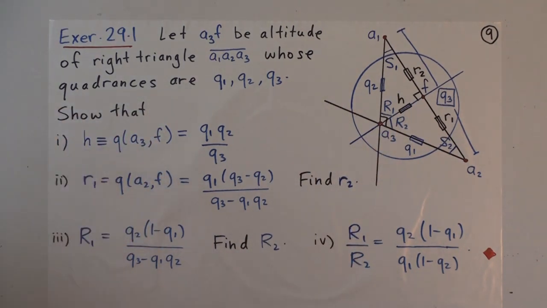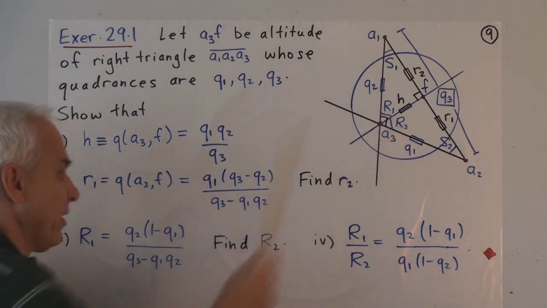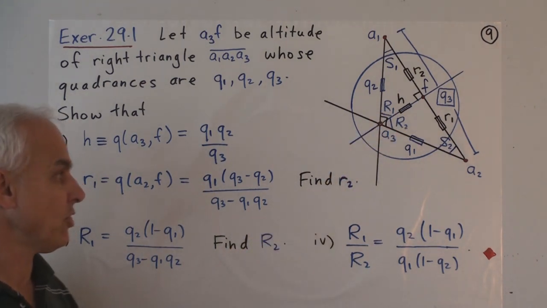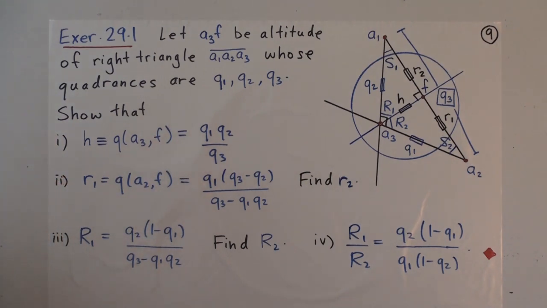So the exercise is to come up with some formulas for H, R1, and R2, and capital R1 and capital R2 in terms of the quadrances Q1, Q2, and Q3, say. So show that H is Q1 Q2 over Q3. Show that R1 is given by this formula. Find a corresponding formula for R2.